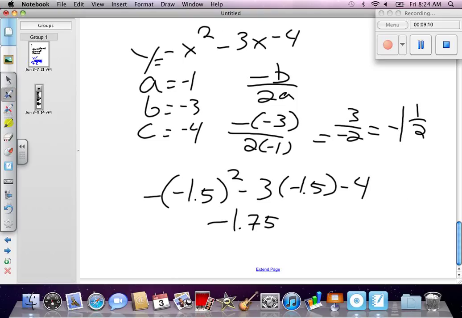Okay. A, everything is positive. The vertex and the axis of symmetry are positive, so it can't be A. B, it goes the wrong way for the x. C is our answer.